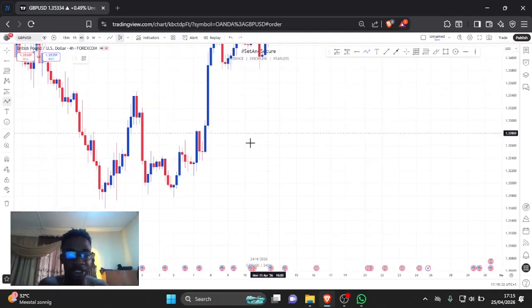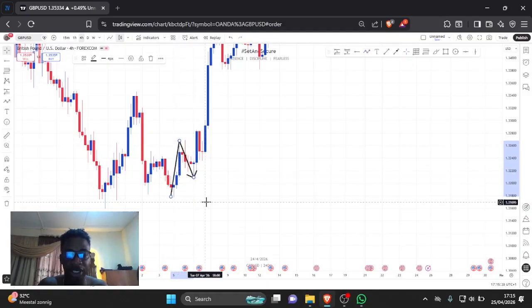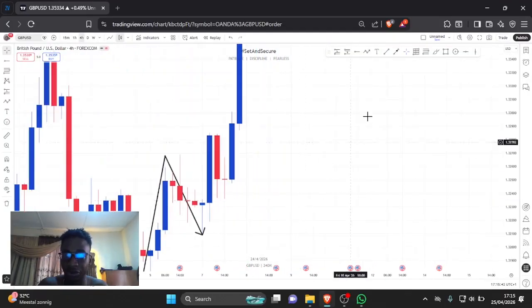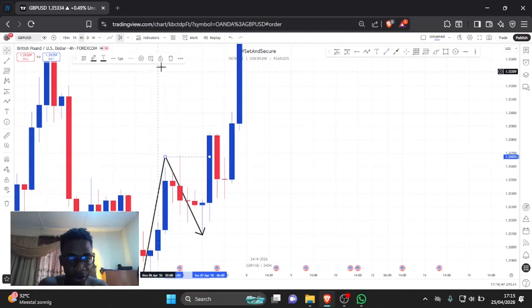Let's say, for example, look at this. This is a 4-hour chart. We are creating higher highs and higher lows. Now, after the higher high and higher low, there is a certain point where we are going to be looking for a break of structure, which is going to be this point right there.